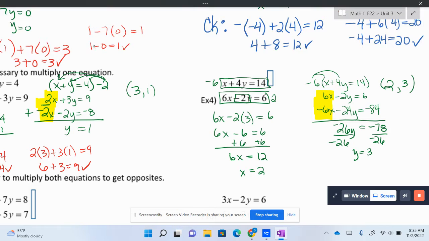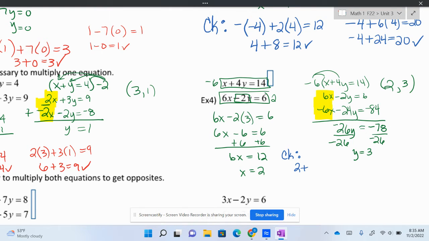So that's my system solution. Let's check it. So x is 2, y is 3. 2 plus 4 times 3 equals 14. That says 2 plus 12 equals 14. Is that true? Yes. Let's check the second equation. 6 times 2 minus 2 times 3 equals 6. Well, 6 times 2 is 12. 2 times 3 is 6. 12 minus 6 equals 6.